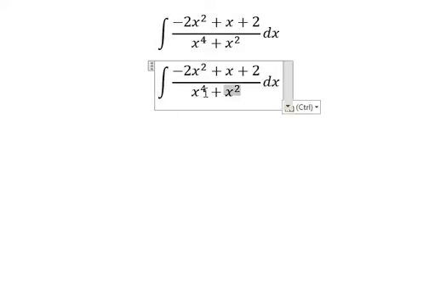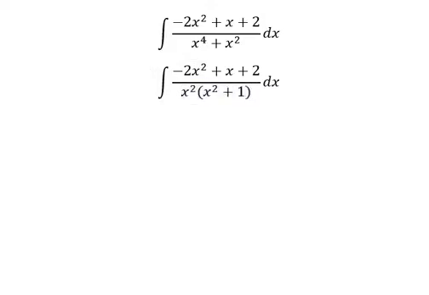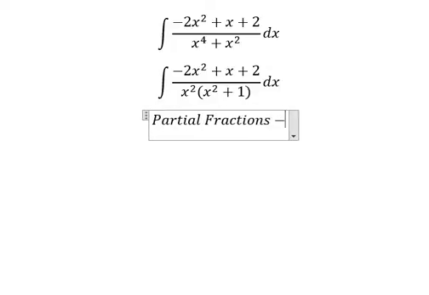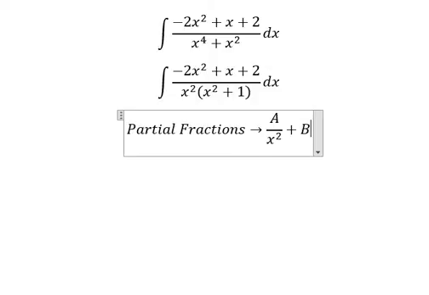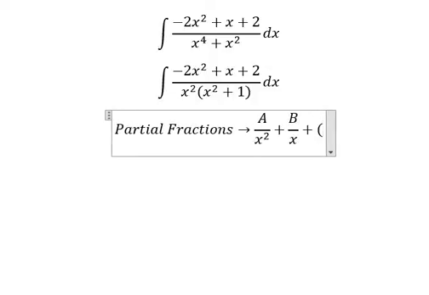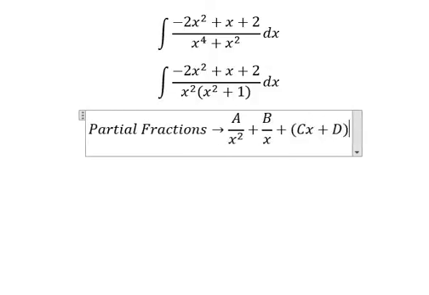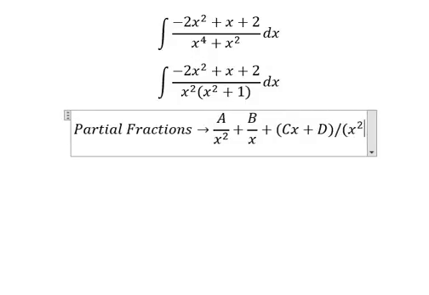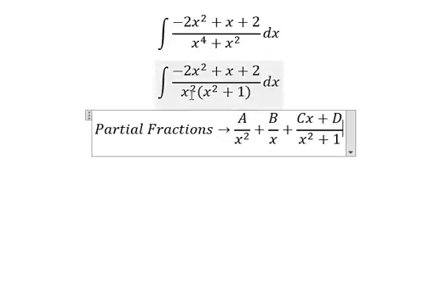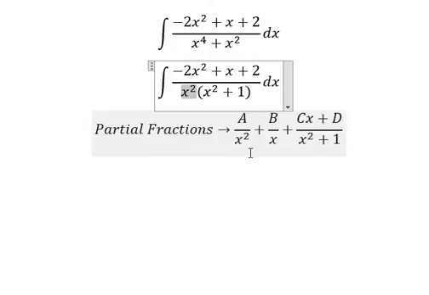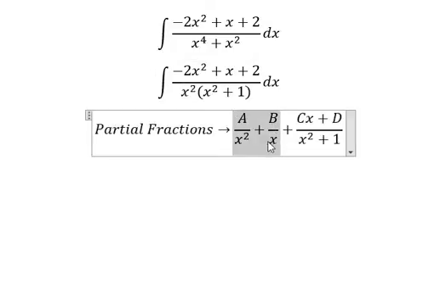About s squared and s to the power of 4, we can do factorization. Next, we can use partial fractions. So I will put capital A over s squared, capital B over s, and the next one we have cs plus d over s squared plus 1. Because we have s squared, we need to have two fractions in here.